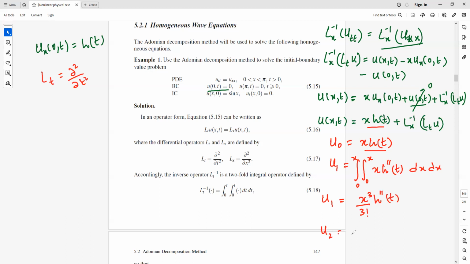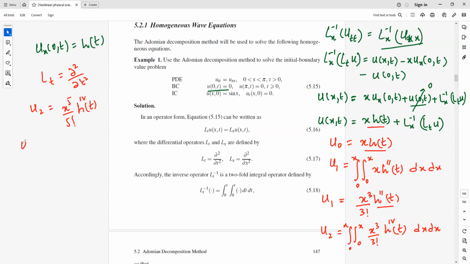And similarly for u2, again we need to integrate in the similar manner. Therefore we will get x cubed over 3 factorial times the twice partial derivative of this h double prime, which gives the fourth derivative of this function h(t), which again on solving will give us x raised to the power 5 over 5 factorial times the fourth derivative of the function h(t). And similarly we can find u3, u4, and so on.